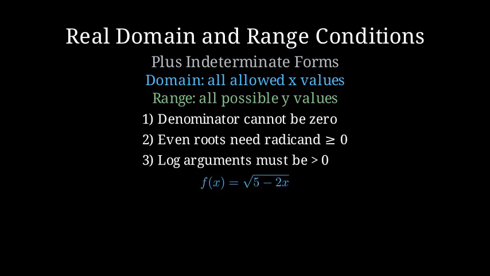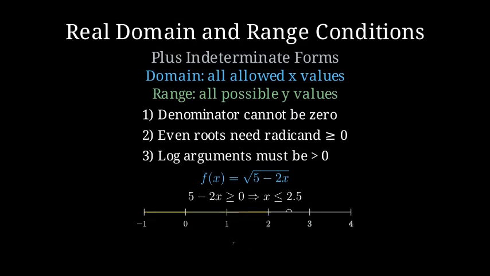For a square root to be real, the inside must be greater than or equal to 0. So we solve 5 minus 2x greater than or equal to 0. This gives x less than or equal to 2.5. Let's show that on a number line.